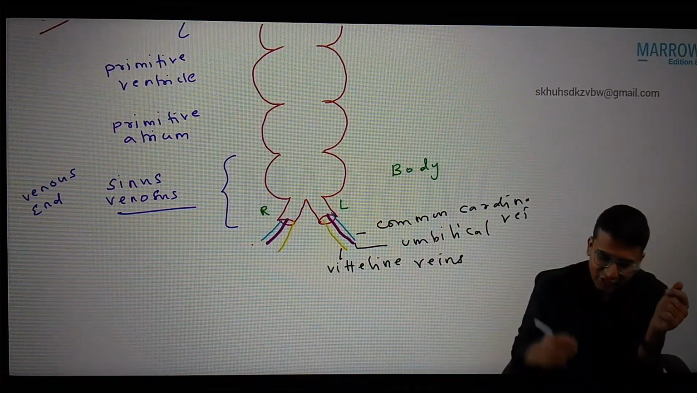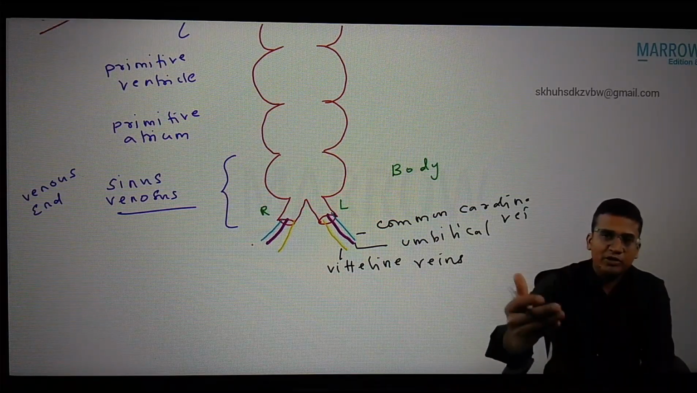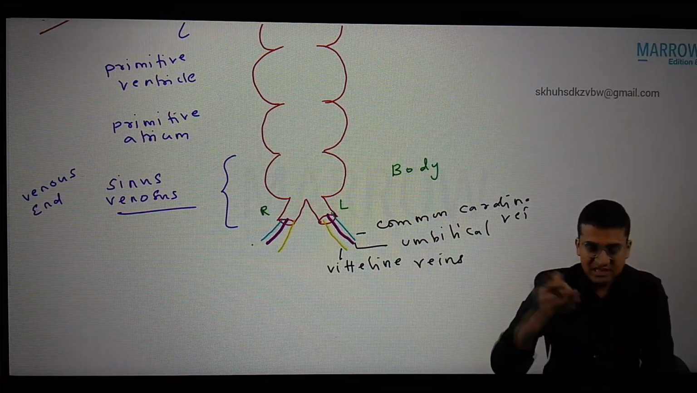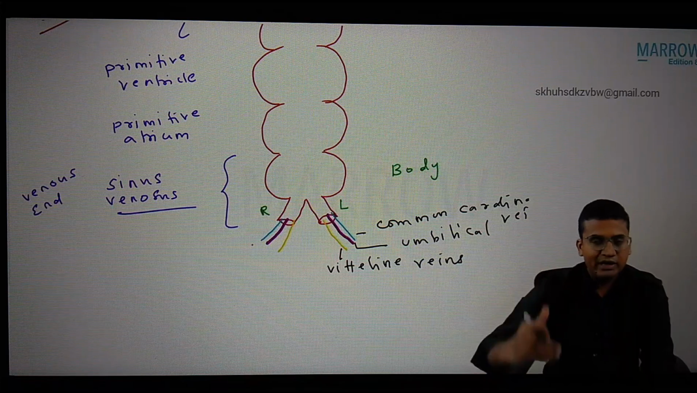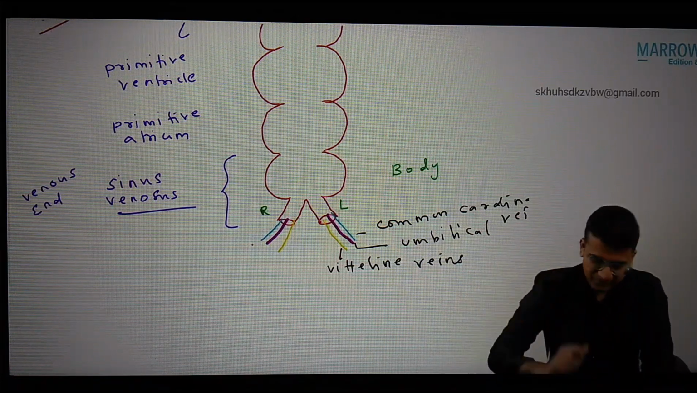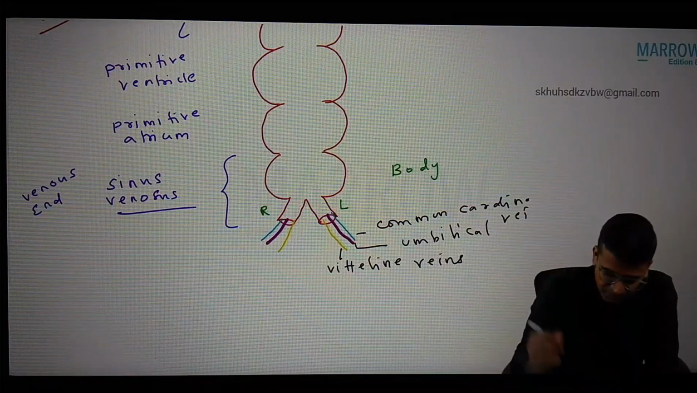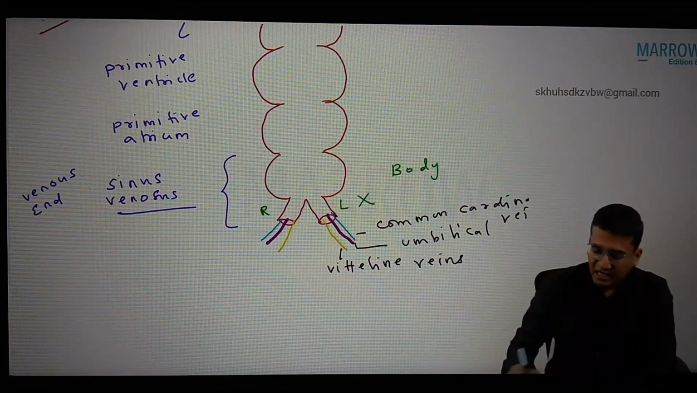So, this right side, left side. Right side umbilical vein, right side vitelline vein, right side common cardinal vein, they open into right horn of the sinus venosus. Similarly, left umbilical vein, left common cardinal vein, left vitelline vein, they open into left horn of sinus venosus. Clear? Right.